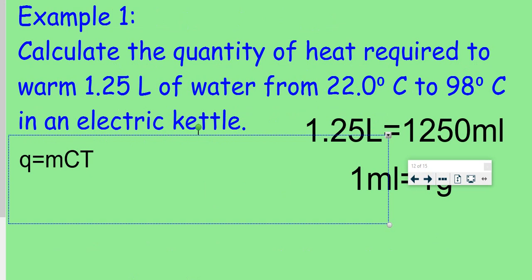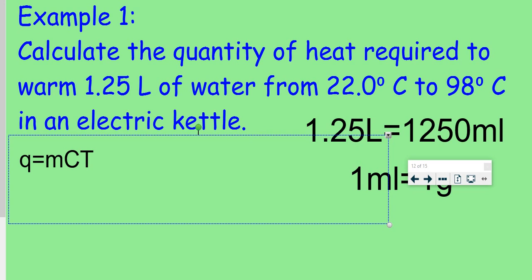So, first example, we're going to calculate the amount of heat required to warm 1.25 liters of water from 22 degrees Celsius to 98 degrees Celsius. So roughly room temperature to almost boiling in an electric kettle. So this is how we do this. Although it doesn't say coffee cup calorimeter, we do have values that suggest that we can use this formula.